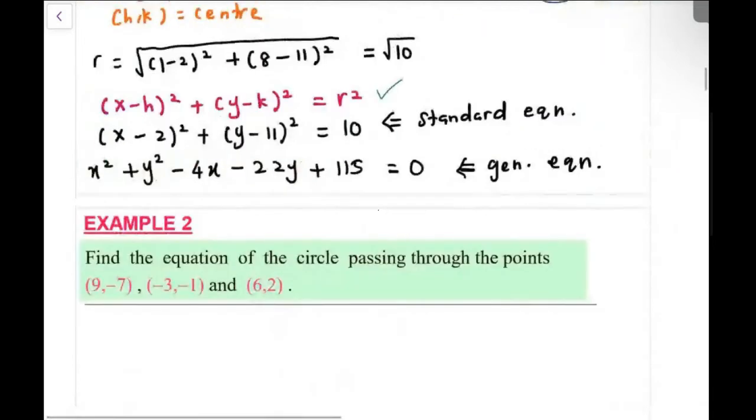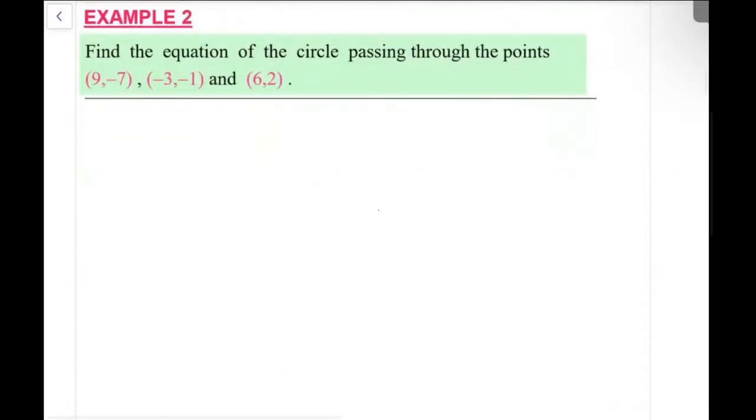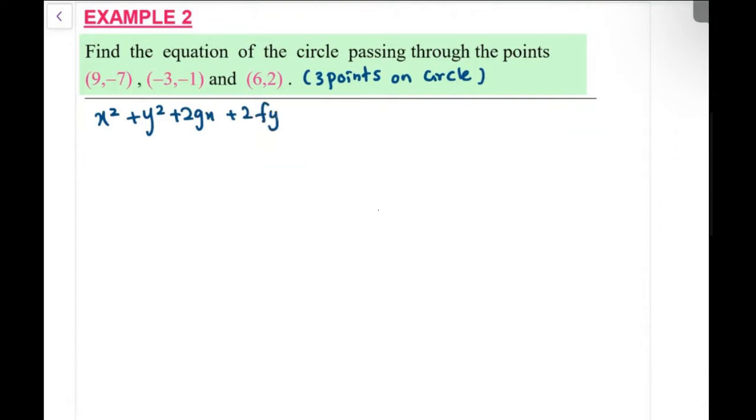Moving on, if we have another situation, example 2: find the equation of the circle passing through the points (9, -7), (-3, -1), and (6, 2). So this condition is fixed given that we have 3 points on a circle. If we have this situation, straight away use the general equation of a circle. I rewrite it here: x squared plus y squared plus 2gx plus 2fy plus c equal to 0.